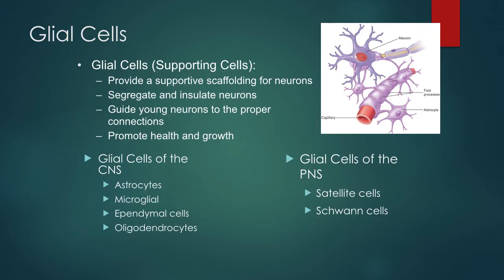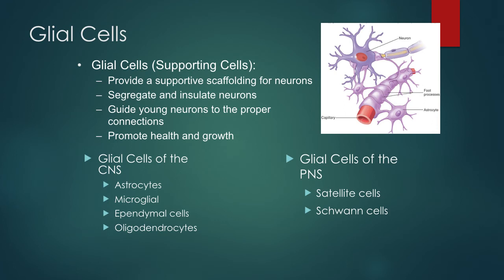The other type of cell, and really the cell that kind of determines what type of nerve tissue it is, are glial cells. These are support cells. They hold neurons in place. They separate them. They insulate them. They help them when they're growing. They nourish them. They do lots of things. But they're much smaller than neurons, but they're quite numerous, and there are different types in different places.